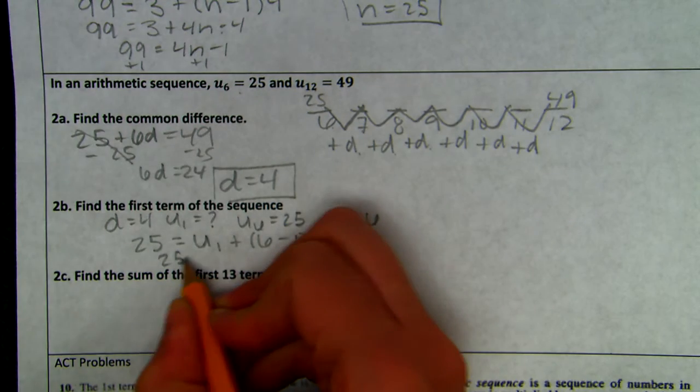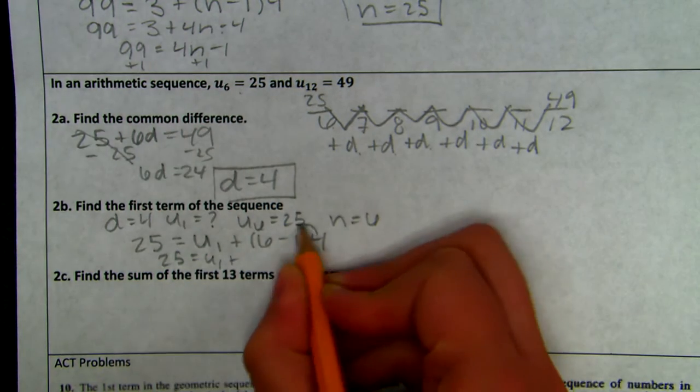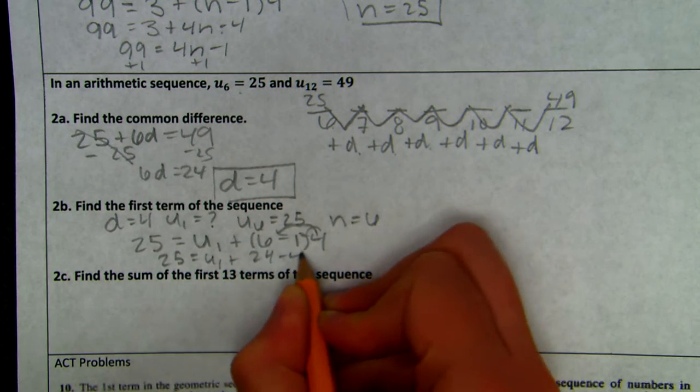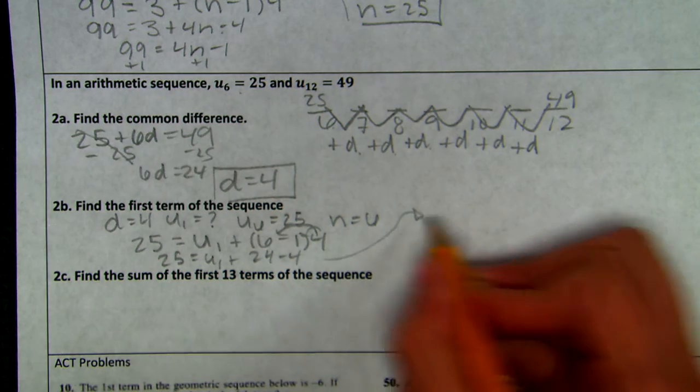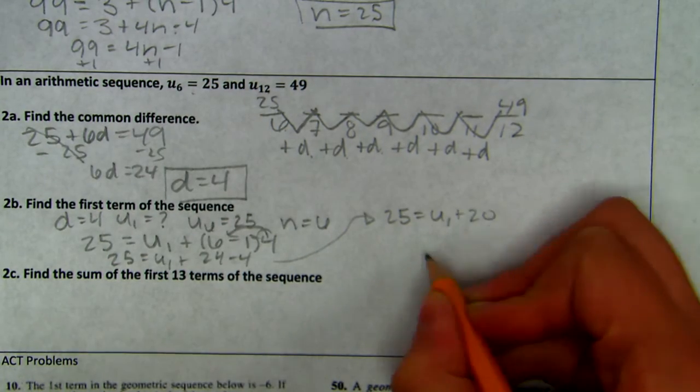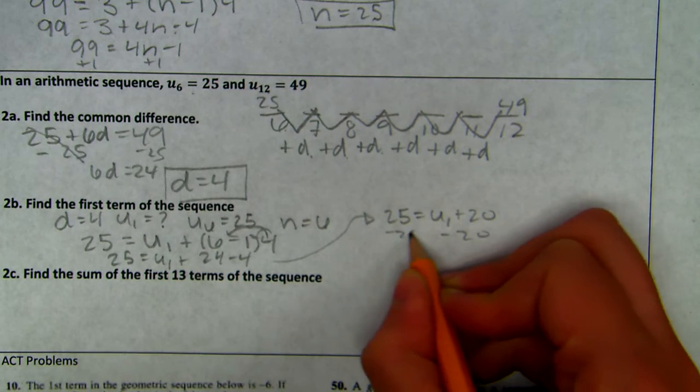Solving that, I get 25 equals u1 plus, going to distribute my 4, plus 24 minus 4, I'm going to bring that work over here. 25 equals u1 plus 20, subtract 20 from both sides.